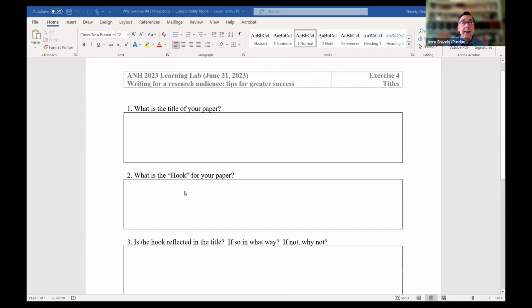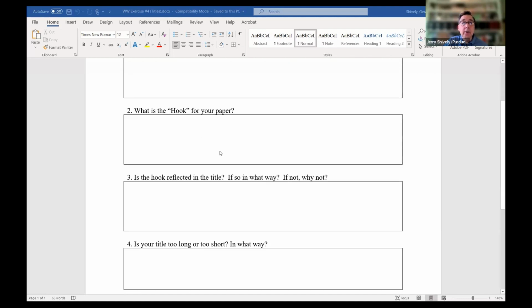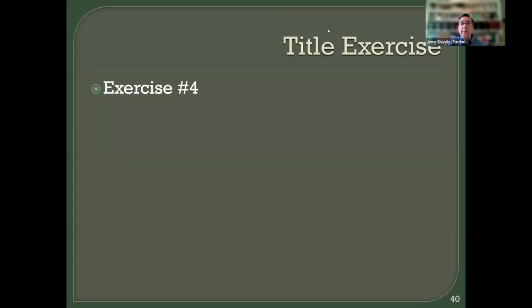But again, if you think about the way that the review process works, it may be that the title of your paper in some ways is the most important thing, because it's the very first signal that an editor will receive about your paper. So just take a couple of minutes, and if you're working on the worksheets now, fill in some of the boxes. If you're going to work on it later, that's fine too.